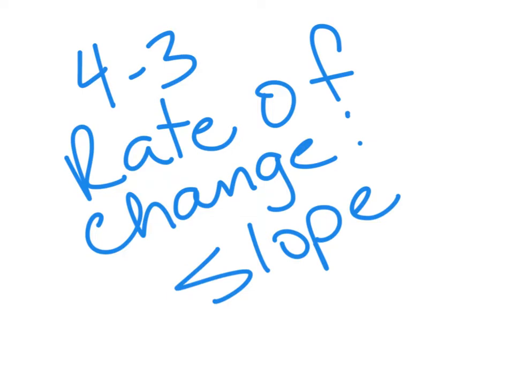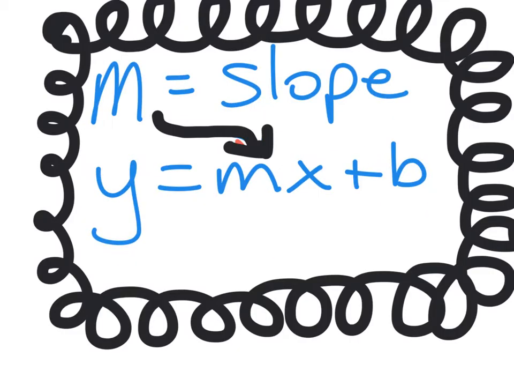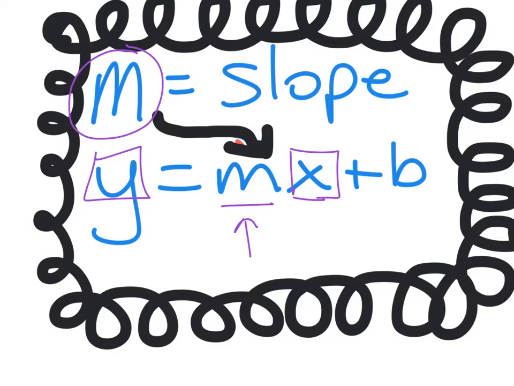Okay, let's talk about rate of change, otherwise known as slope. When we talk about slope, the one letter we always refer to is the letter M. Whenever you see the letter m in the equation y equals mx plus b, the m is your slope, not the x. The x is a variable, so you have x and y.